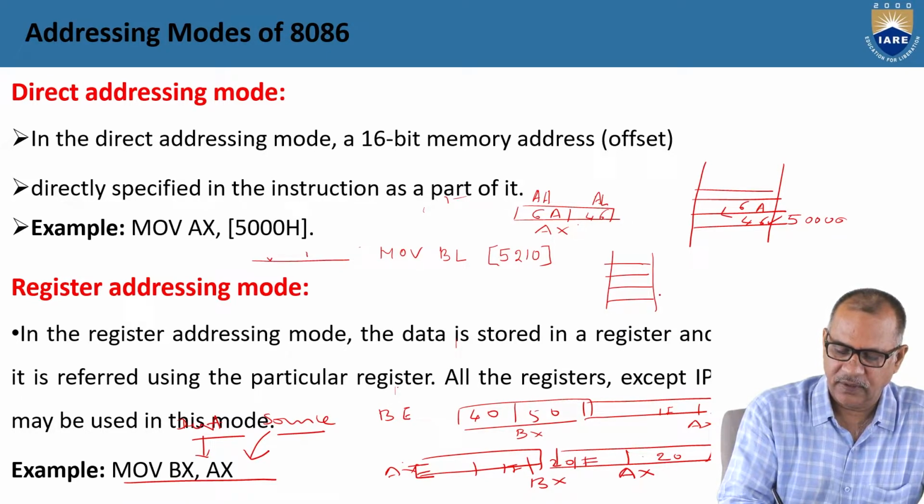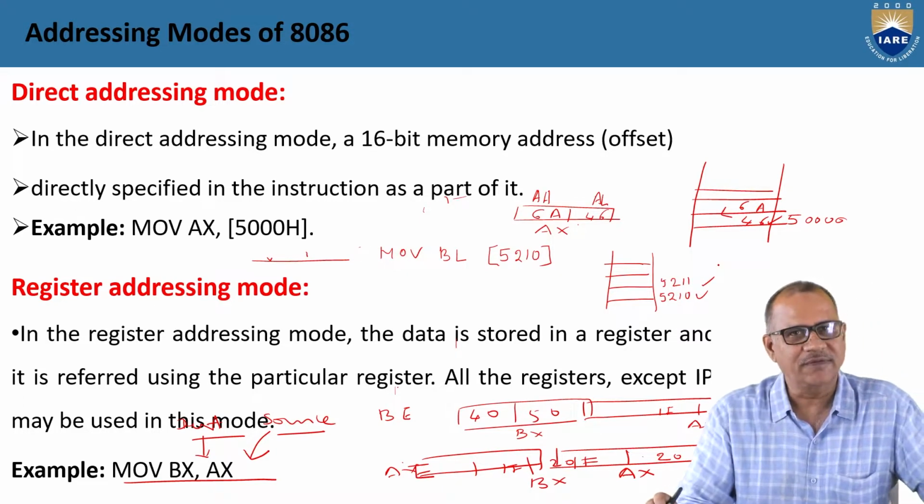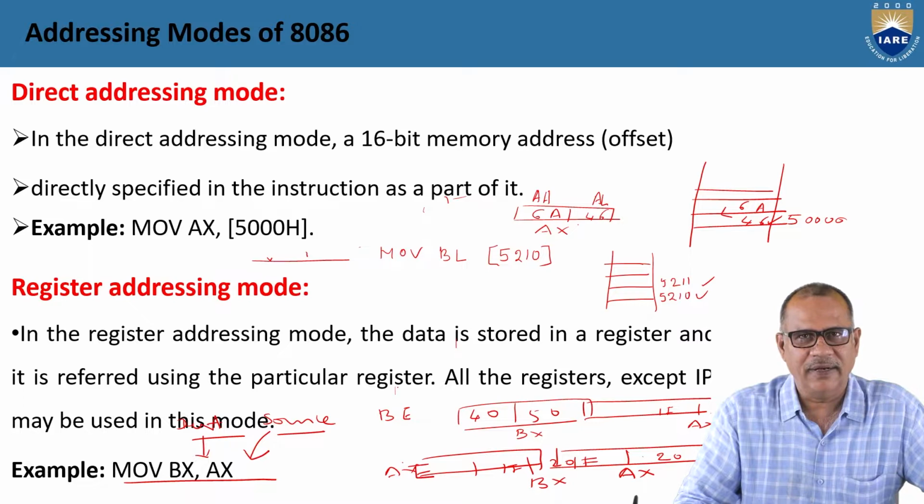So this is 5210 and this is 5211. So this is only the offset address. I am talking about only the offset address. How do we calculate the total physical address?